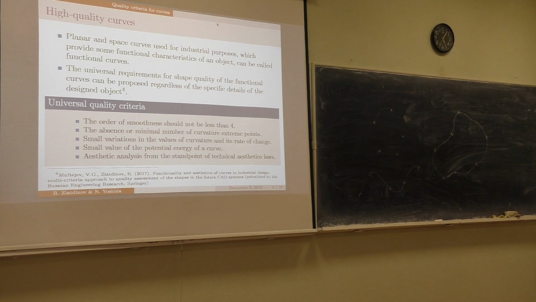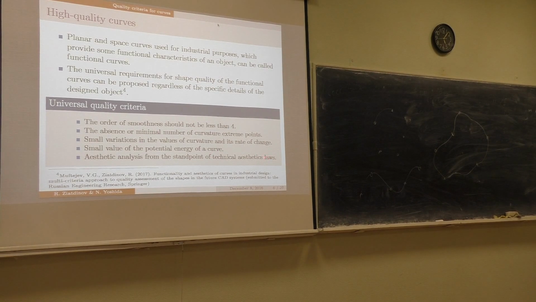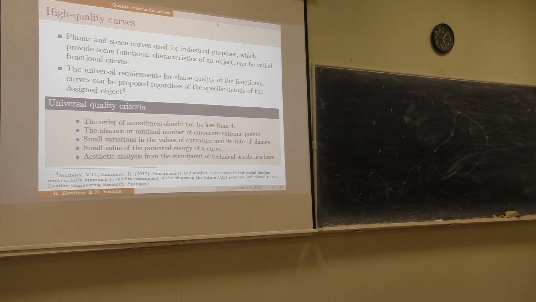So we propose that to get a high quality shape, we have to apply an aesthetic analysis from the standpoint of technical aesthetics laws. It's a very complex analysis, and usually artistic designers have to use around 12 or 13 special principles to make shapes aesthetic.